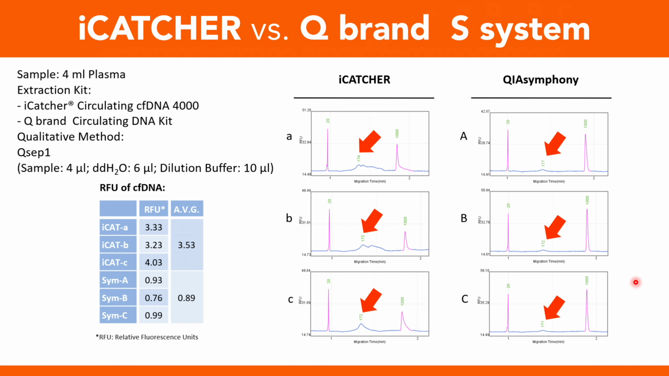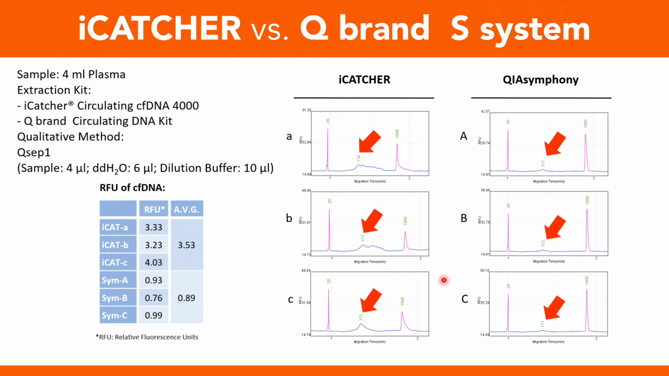And we also did a parallel comparison between iCatcher and the QIAGEN QIAsymphony system, which, I show the full name here, is the Symphony system. We did a parallel comparison with 4 milliliter whole blood and 4 milliliter plasma samples, purified in parallel by iCatcher and Symphony. After purification, we used QSEP1.